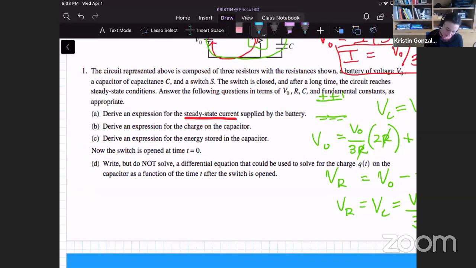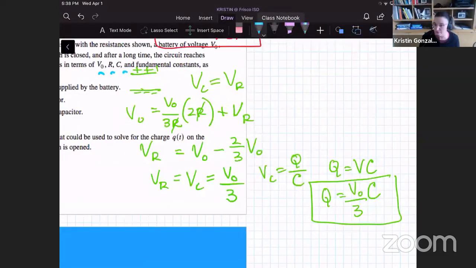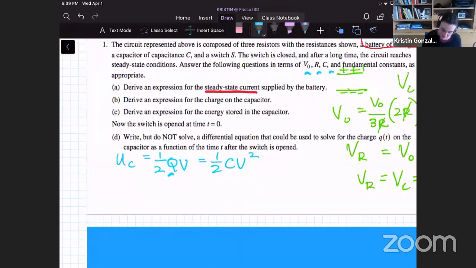So we know that the energy stored in a capacitor is equal to either 1/2 Q times V, or it's also equal to 1/2 CV squared. If we look at what we can have our answer in terms of, we can't have our answer in terms of Q because it's V0, R, and C. Now, maybe I could plug in that Q is V0 times C over 3, and solve it that way. Or we could use this one right here. This is the one that I went with.